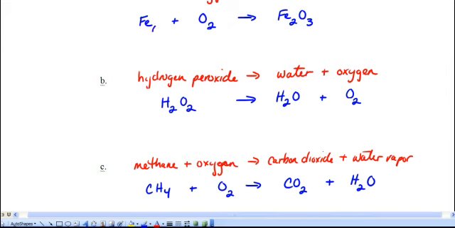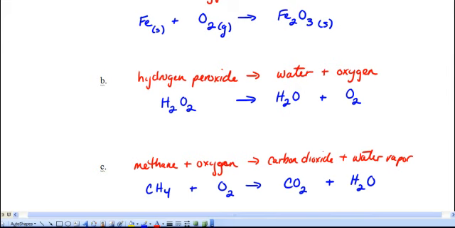Iron, in this case we're talking about as a solid, as a metal. The oxygen is a gas. And then rust is a solid. So we're going to put an S behind that. So we have an S behind the iron and an S behind the Fe2O3 to show that they're solids. And a G is placed in parentheses behind the oxygen to show that it is in fact a gas.